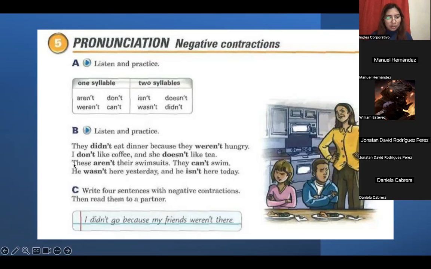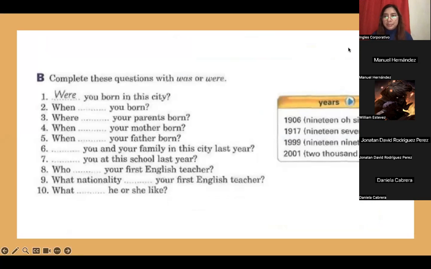So there were the examples. They didn't eat dinner because they weren't hungry. I don't like coffee and she doesn't like tea. These aren't their swimsuits. They can't swim. He wasn't here yesterday and he isn't here today. Okay, aquí esto lo vamos a ignorar porque lo vamos a hacer al final. I didn't go because my friends weren't there. Este caso es para que nuestra pronunciación se escuche natural.